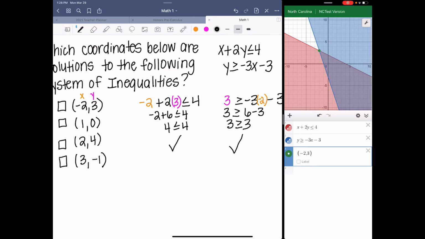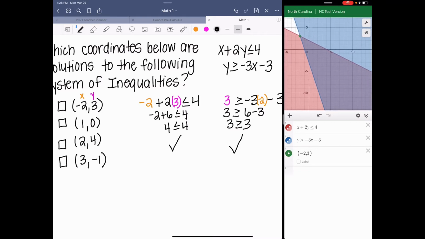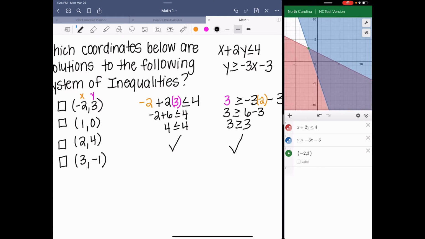So my overlap is in the purple area right here, okay? And that purple area, why is that point working? Why is -2, 3 working? Well, because they're both solid lines. If they weren't both solid lines, then one line would not work. So we now know that -2, 3 is a solution point.